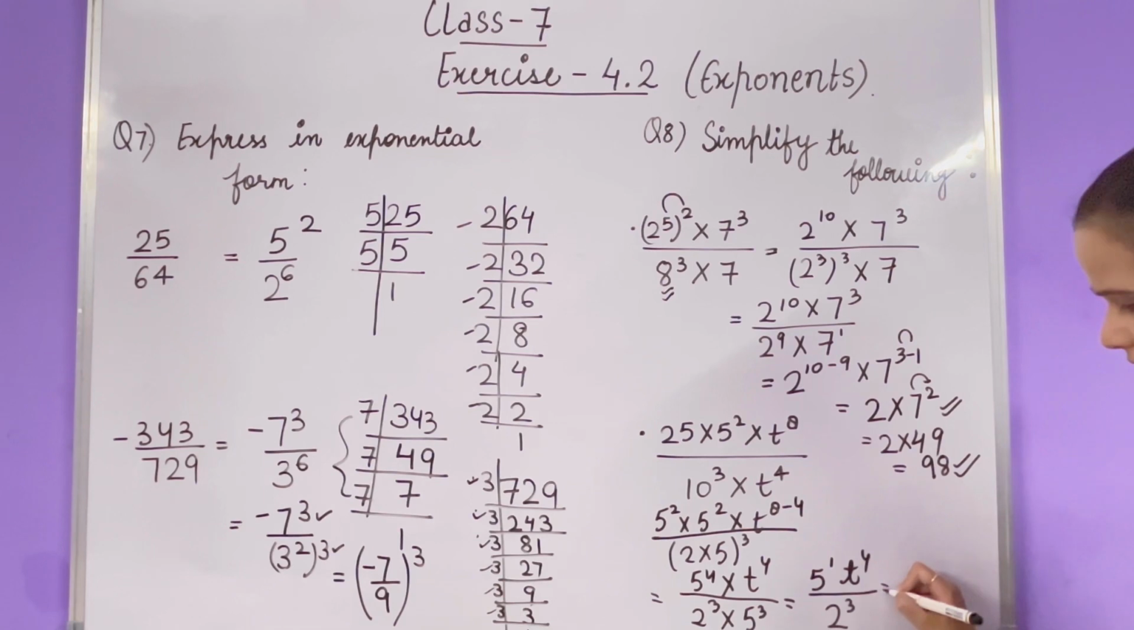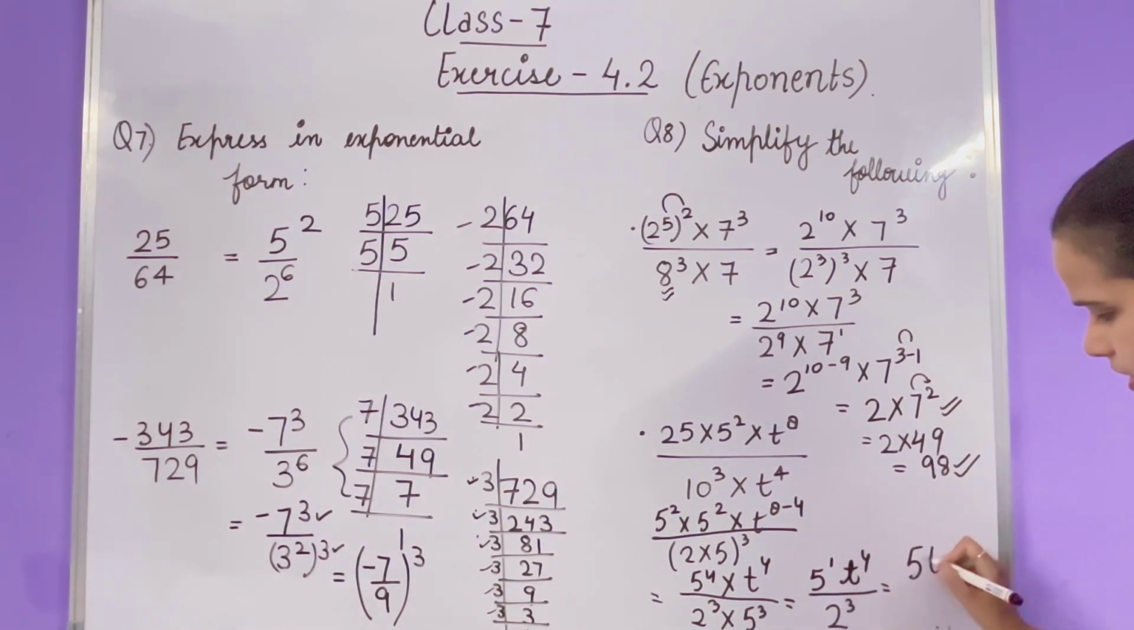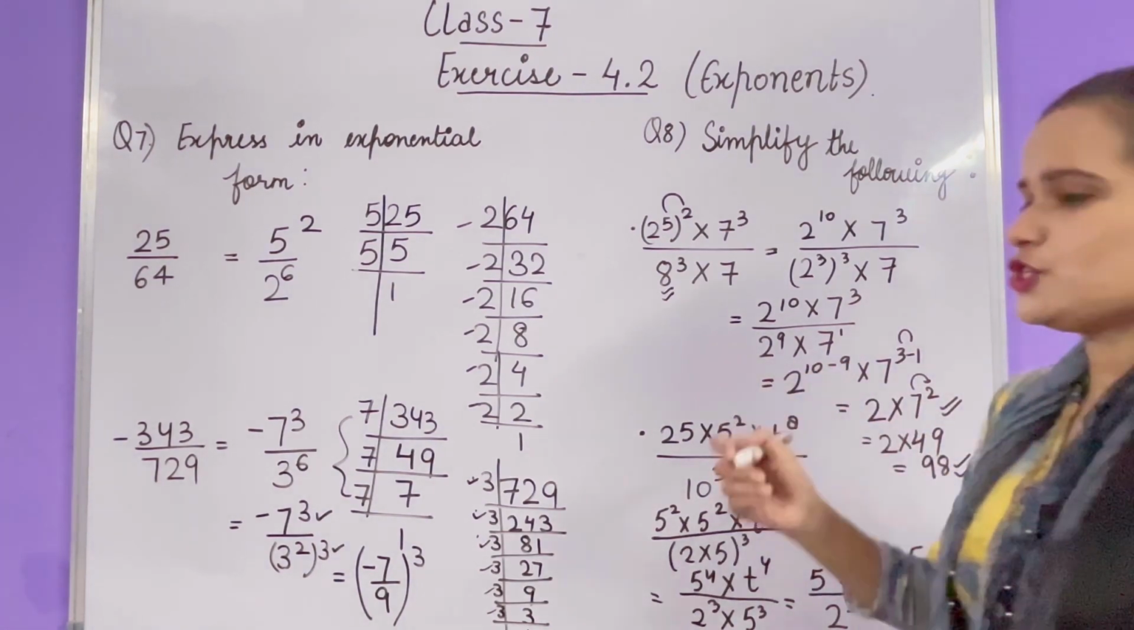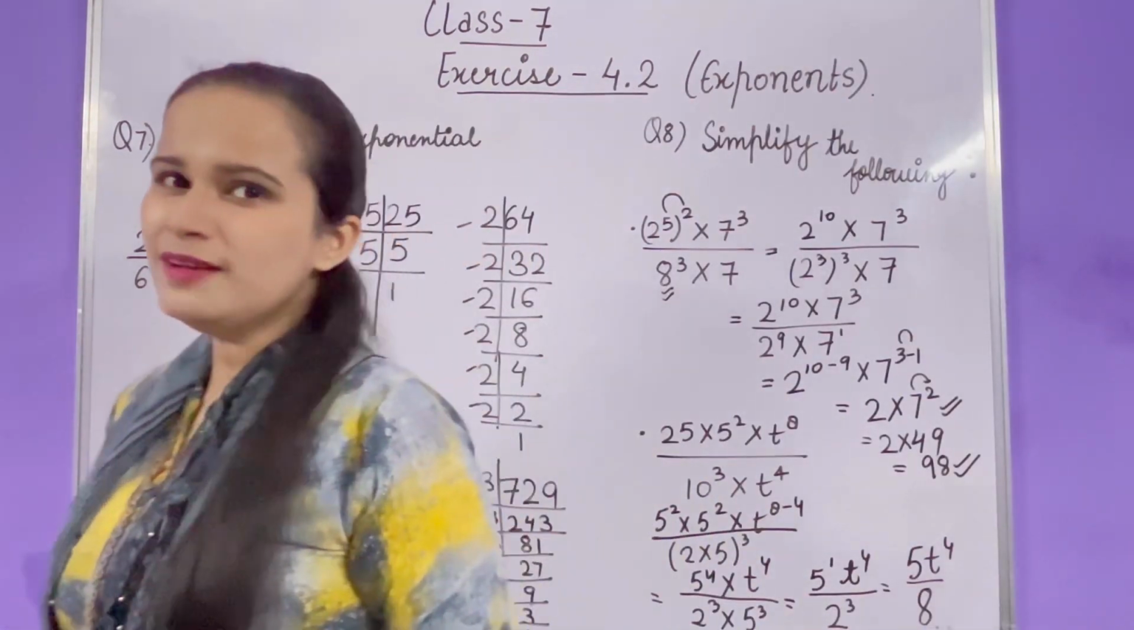You can simplify it more: that will be 5 t raised to the power 4, and here 2 cube is 8. So that's all for question number 7 and question number 8.